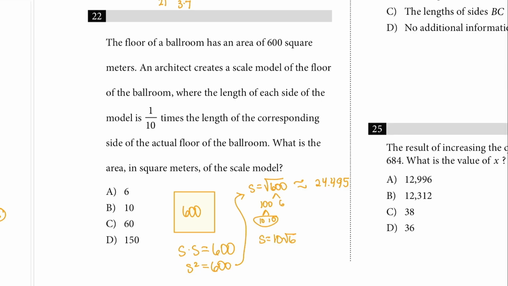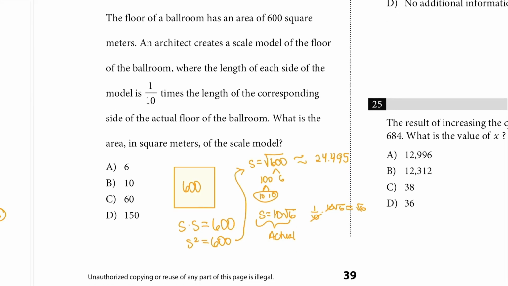Now, each side of the model is 1/10 of that. So this is going to be for the actual. The scale model is 1/10 of 10 radical 6, which means that the scale side length is going to be radical 6. Now, if we find the area of that, that would be square root of 6 squared, which is just going to be 6, and your answer is A.